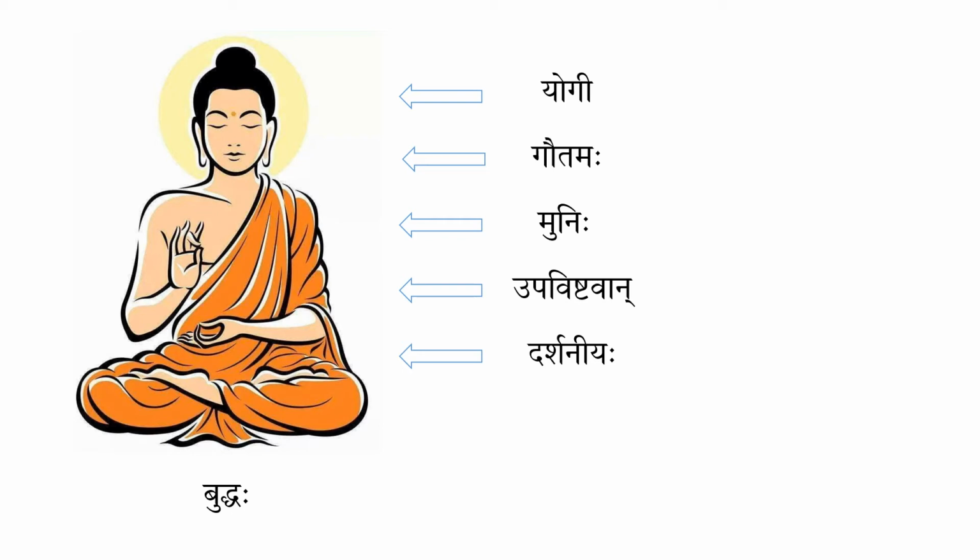And the last example used here is darshaniyaha. Darshaniyaha because he is worth looking at, too good to look at. And that darshaniyata, the quality of being worth looking at, is also present in this same thing. So we qualify that with the Visheshanam called Darshaniyaha. So here Yogi, Gautamaha, Munihi, Upavishtavan, Darshaniyaha, they are all coming in the Pullingam because they are Visheshanam to Buddha here.